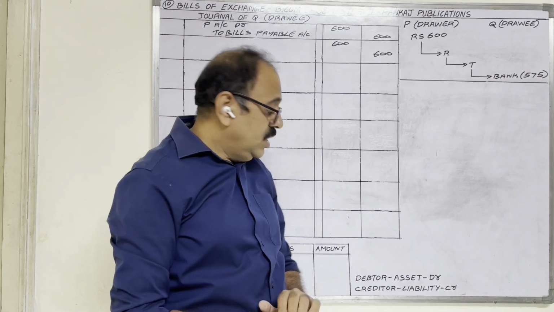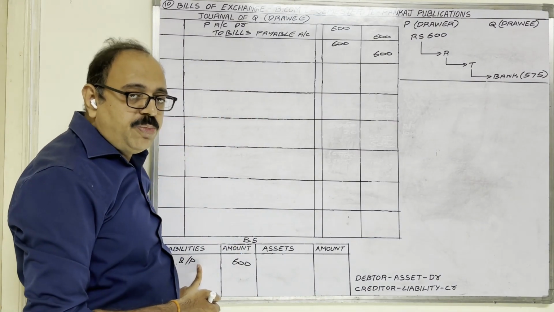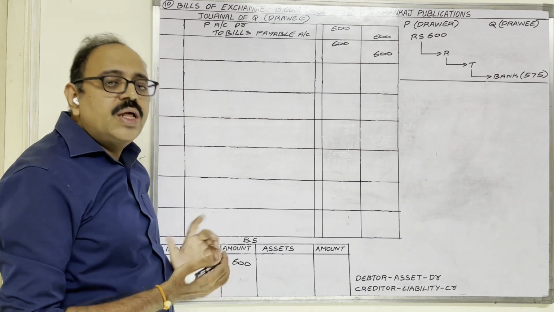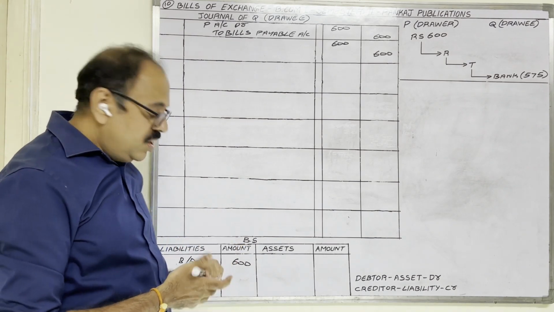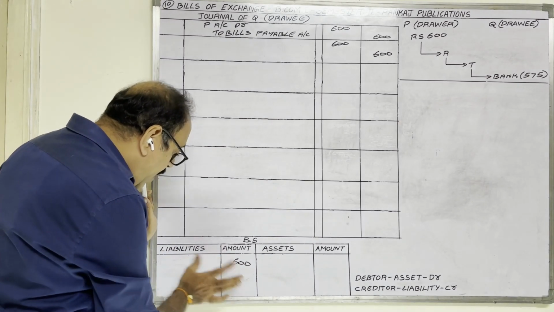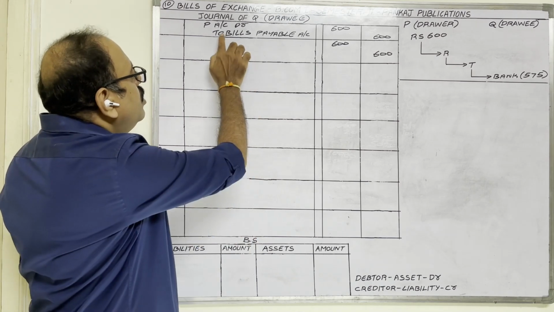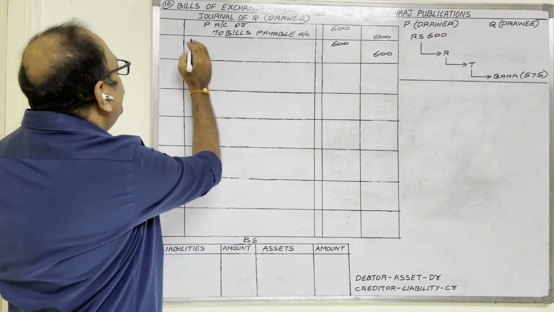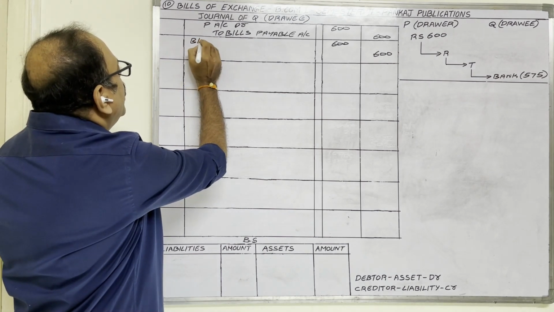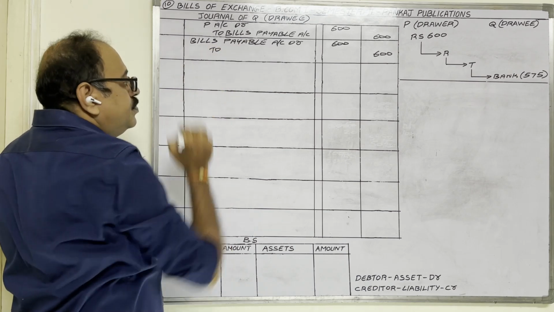What happens? In books, we wrote that one liability we have, bills payable. Now we are dishonoring this liability. Means that the liability will get cancelled. Bills payable will get cancelled. How we created this liability? Bills payable by crediting. How to cancel? By debiting. Bills payable account we have to debit. Bills payable account debit. Two.